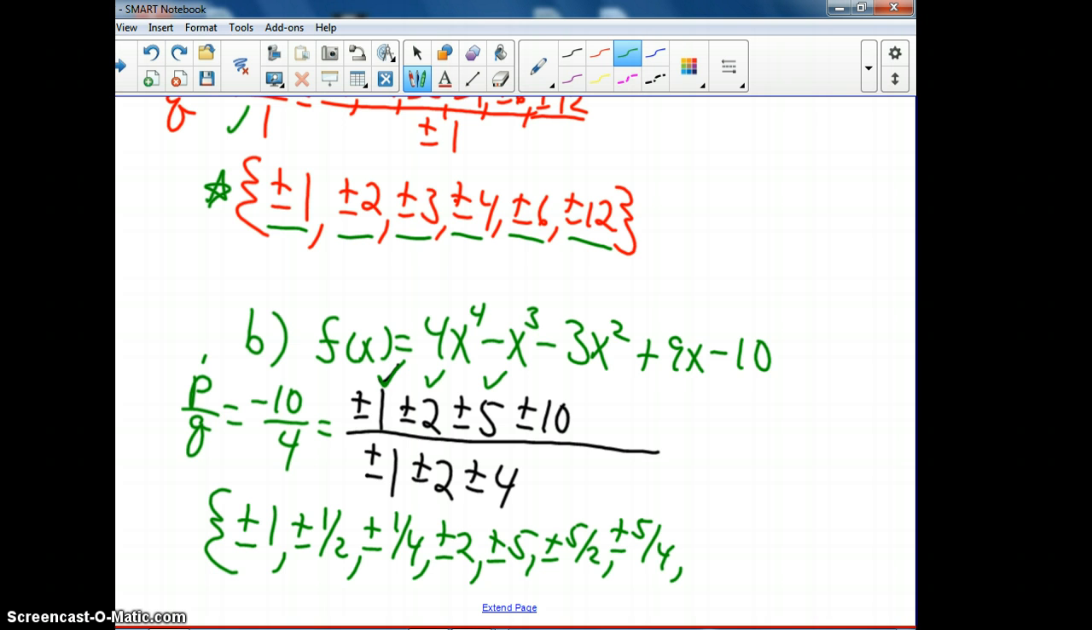Okay, let's go to the 10. 10 over 1 gives you 10. Okay, 10 over 2 gives you 5. Right, 5, but we already got 5. Okay, 10 over 4 gives you 5/2. Right, 10/4, which is 5/2. But we already got that, right?